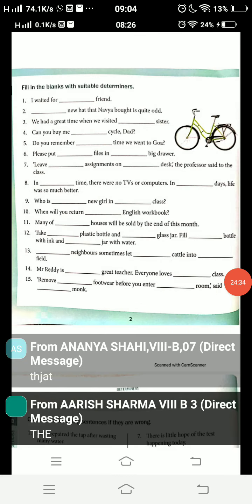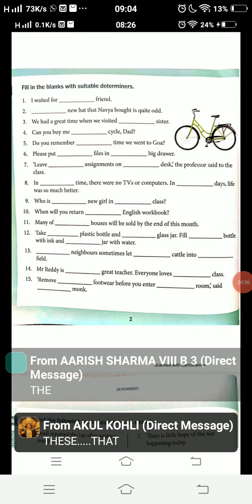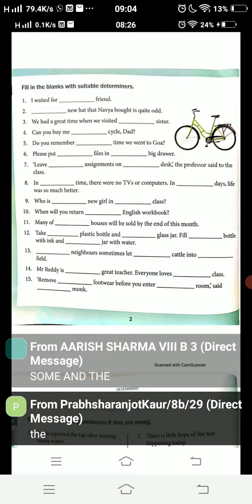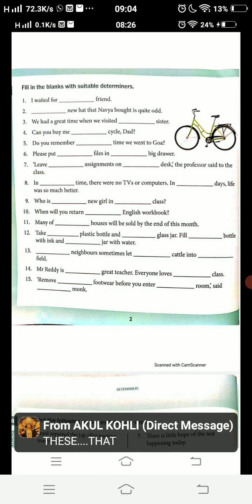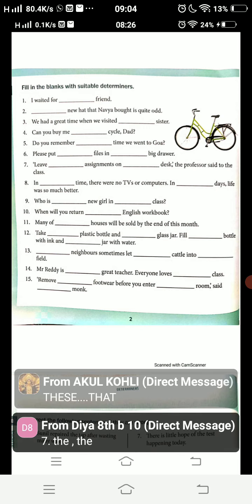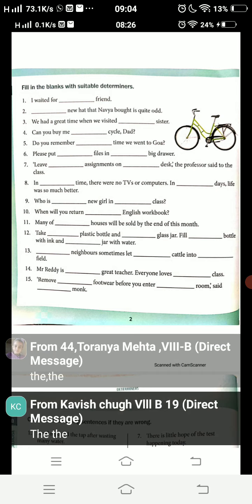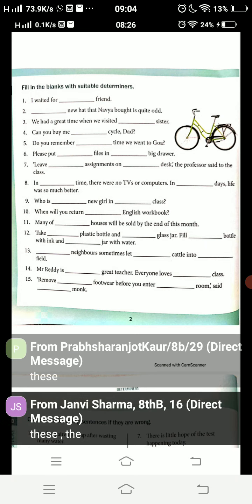Yes, very good. Okay, I'm taking screenshots of active students. Today I'm going to make a list. Hurry up. Now, leave dash assignments on dash desk. Leave these assignments is also right. The assignments is also right. On the desk, because both are particular. So in both the blanks put the.